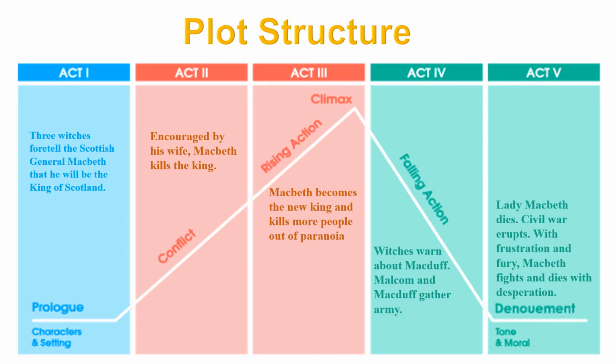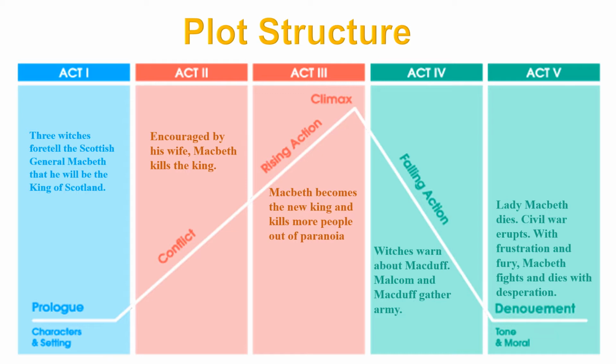Now let's see the plot structure of the play Macbeth. As we have already seen in the last video, the Freytag pyramid is known for Shakespeare's tragedy. Now let us see the Freytag pyramid structure for the play Macbeth. The first act exposes the characters and setting. Here we could find the 3 witches who foretell the Scottish general Macbeth that he will become the king of Scotland.